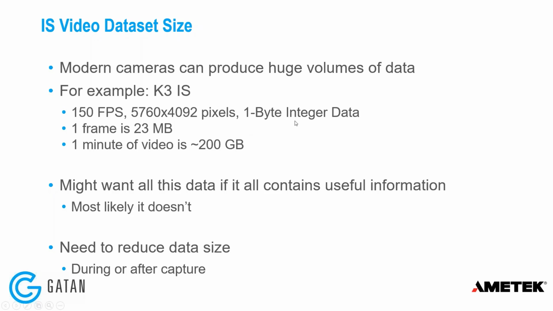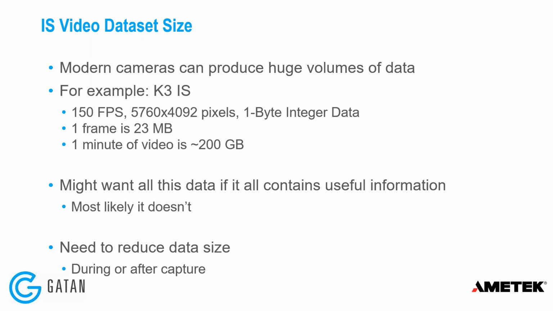And even with a 1 byte integer data type that's designed to minimize the amount of data, 1 frame is still 23 megabytes, and a minute of video is 200 gigabytes. So this becomes very large quite quickly. And it's possible that you might want all of this data if it all contains useful information. But to be honest, most likely it doesn't.